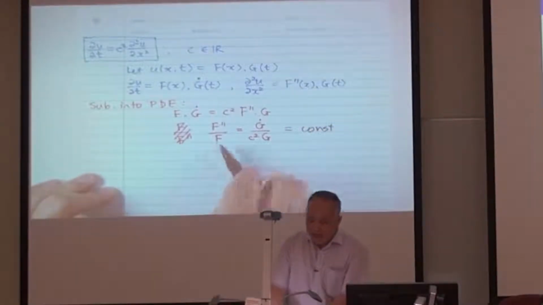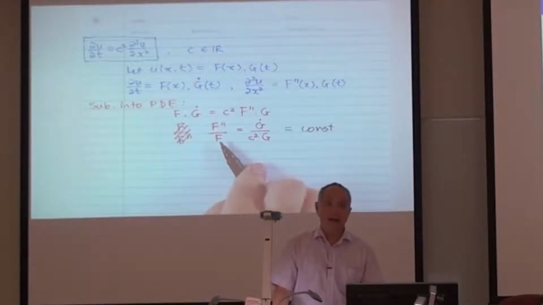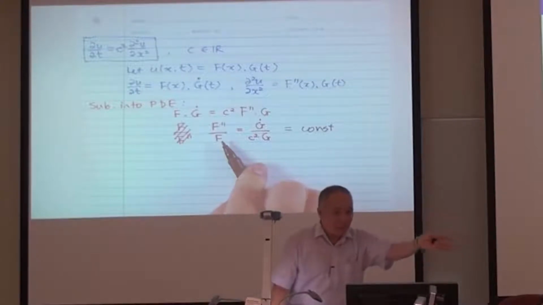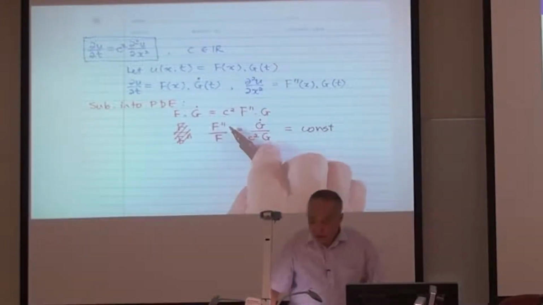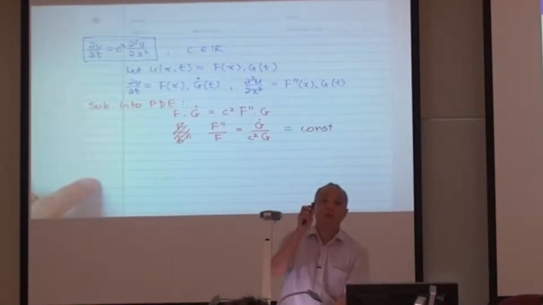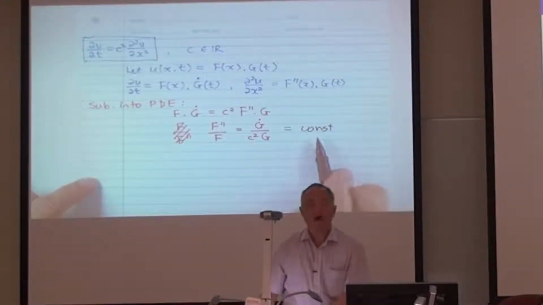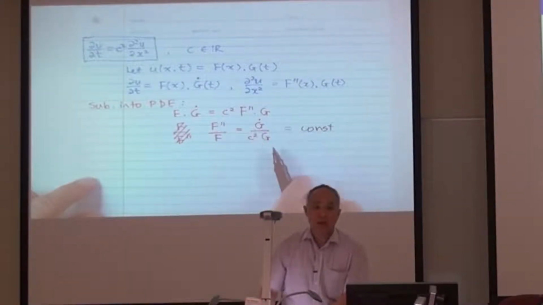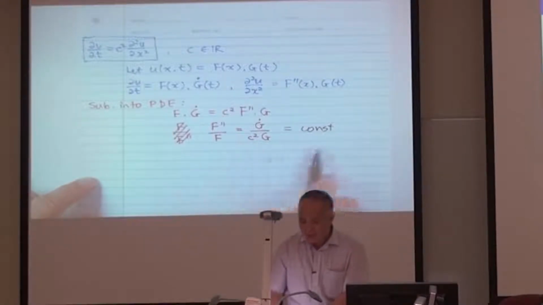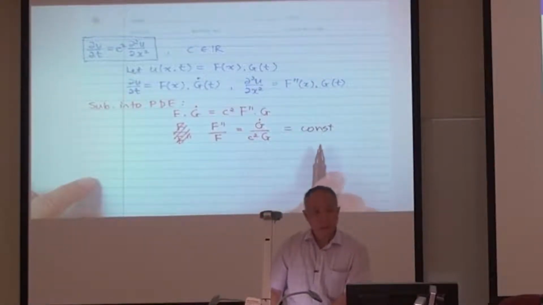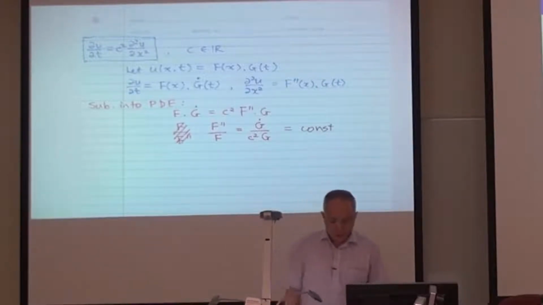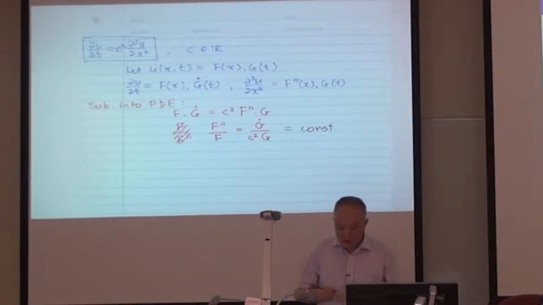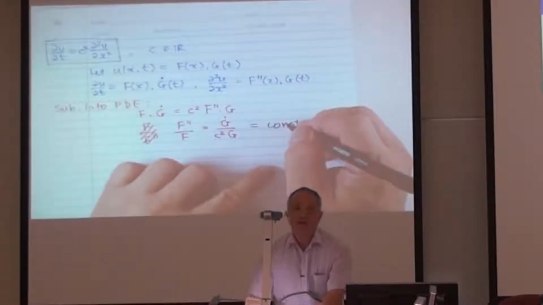Of course, f itself is a function of x. It may be some x something, x square something, sine x something. F double prime may also be some function, but when you take F double prime over F, it has to be equal to a constant, because it is supposed to be equal to G dot over c square times G. So the only way that this can balance is when it is equal to some constant. So far okay? Now the problem is that this constant, well, there are three cases.